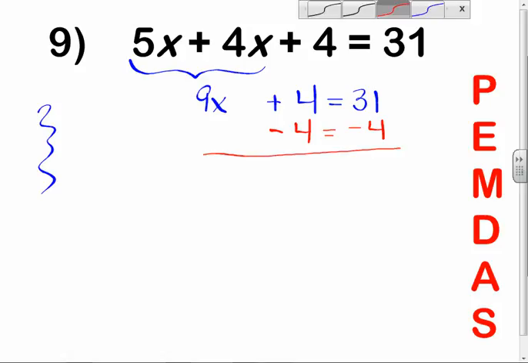Okay, so what do I get? Jeff, it tells me what I have. What does the left side simplify to? We want to get rid of this 4, so I subtract. What's left? Do I still have a 9x? What happens here with the 4s? If I did it right, it's 0. What's 31 take away 4? 27.